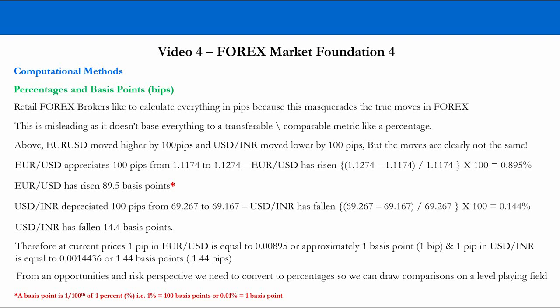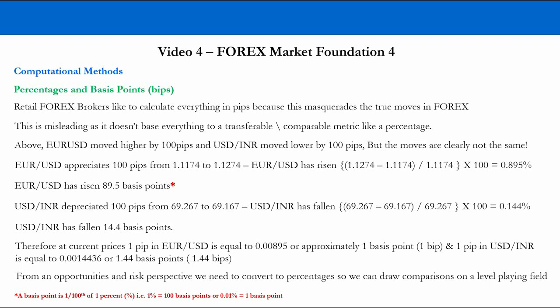So if you work it out in euro dollar, with the current price, we can work out from that what 1 pip is equivalent to in basis points. In euro dollar, 1 pip is equal to 0.00895. And in dollar rupee, 1 pip is equal to 0.00144436. So it's equal to 1.44 basis points.